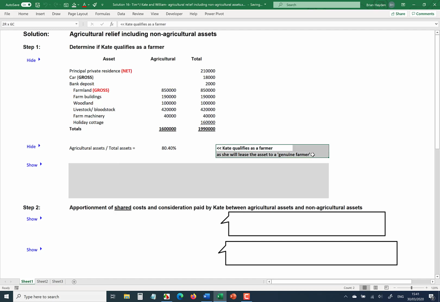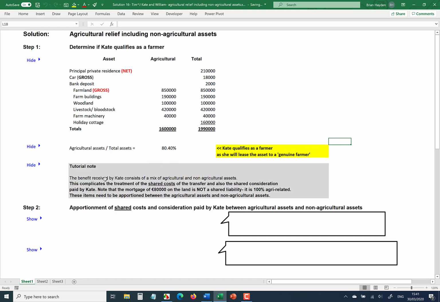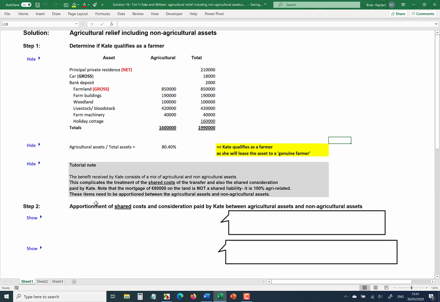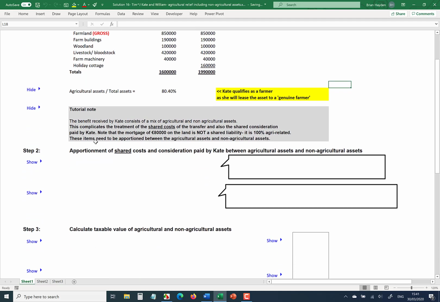So that's the first thing we've just established, that she does indeed qualify for the farm relief. Okay, so now this is the new element here, and this is worth dwelling on a little bit. The benefit she receives consists of a mix of agricultural and non-agricultural assets, but there are some shared costs and shared consideration. Okay, so shared costs and shared consideration.